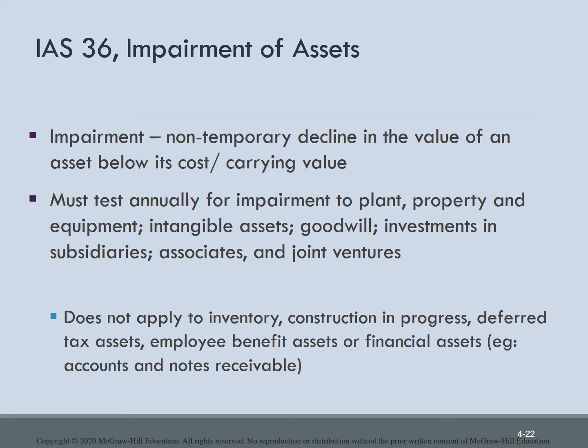Impairment of assets under IAS 36. This is going to apply to PP&E, intangible assets, goodwill, investments in subsidiaries, associates, and joint ventures. It does not apply to inventory, construction in progress, deferred tax assets, employee benefits, or financial assets such as accounts and notes receivable. All right, so when we think about impairment of assets, the main topics that we've talked about prior to this in your financial accounting classes, PP&E, intangible assets, and goodwill.